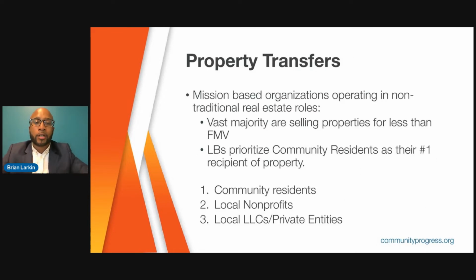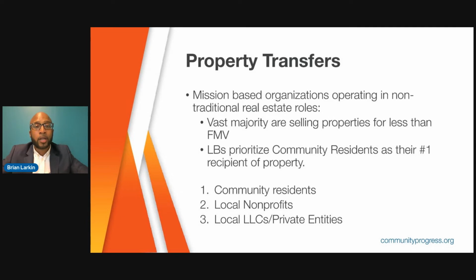So, as I mentioned earlier, land banks are mission-based organizations. They operate in non-traditional real estate roles. The vast majority of land banks stated that they're selling their properties for less than fair market value, and they're prioritizing residents as their number one recipient of properties. When asked who they are most likely to provide properties to when they're doing property transfers: community residents, local nonprofits, local LLCs, and some private entities.